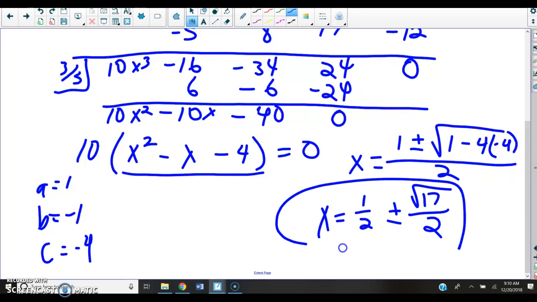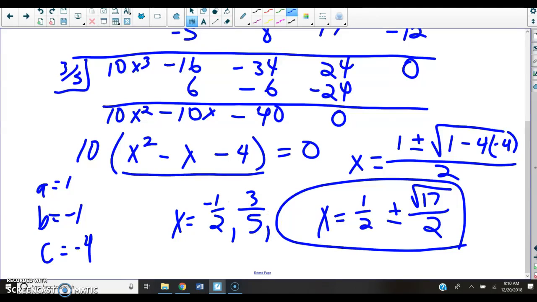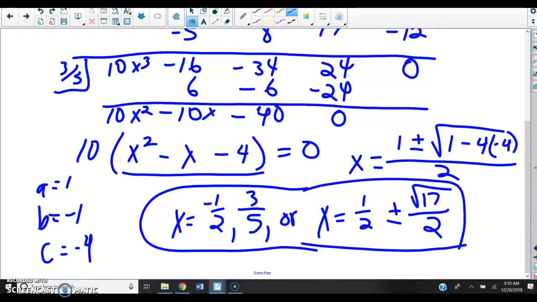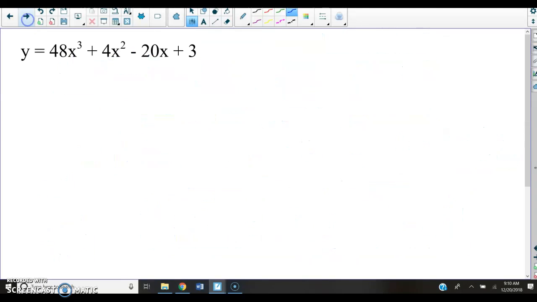Now that is not a rational root, but because we were able to get it down to the quadratic, then we were able to finish solving it. So this has 4 answers because an x to the 4th should have 4 answers. Okay. 2 of them are rational, 2 of them are irrational. Great.